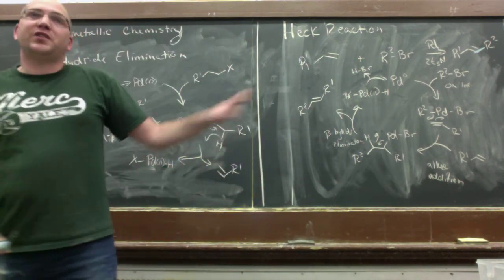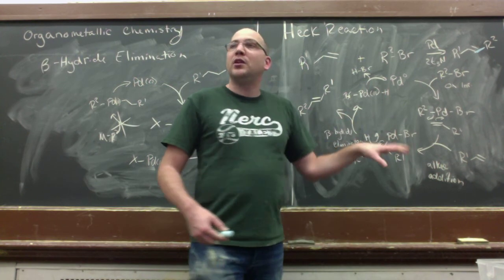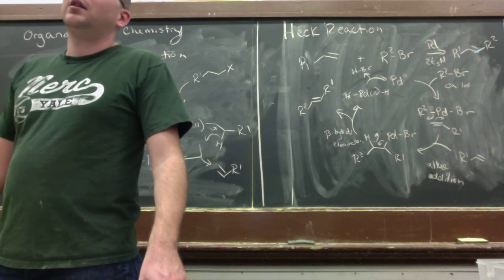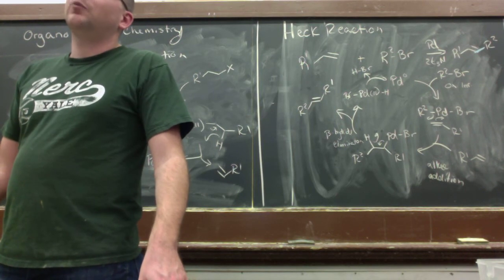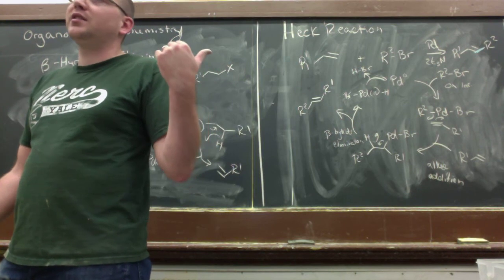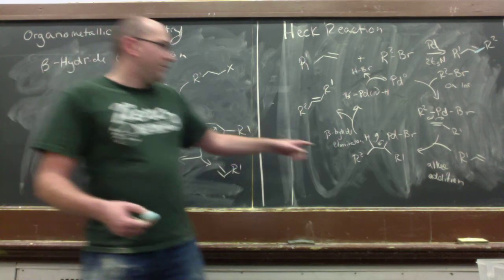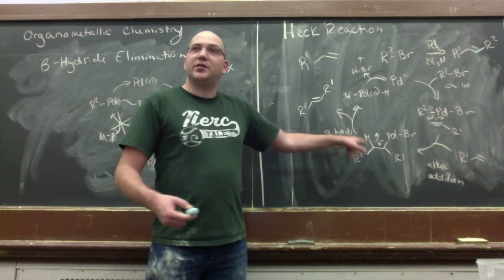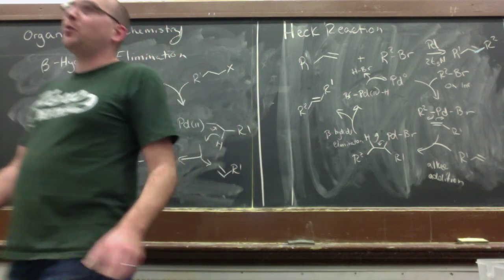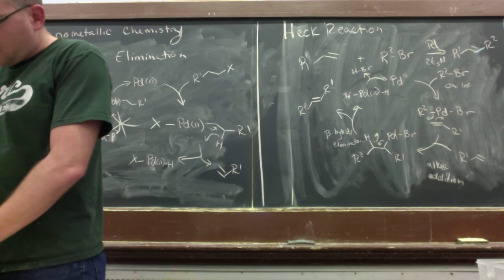Now, we haven't really discussed this mechanism in depth, but just remember that every step is reversible, and when systems are reversible, what product do you generally get? The more stable product, right? And so, as you see, I drew it as the trans, and that's likely the result of the lower energy pathway for the beta hydride abstraction, which is likely going to be the one where the alkyl groups are away from one another. Okay, so that is the Heck reaction.